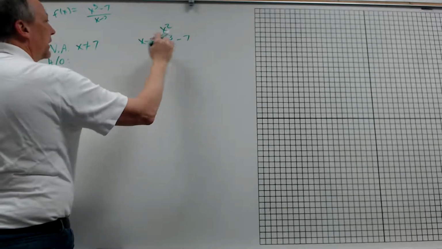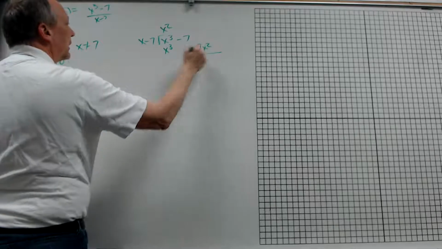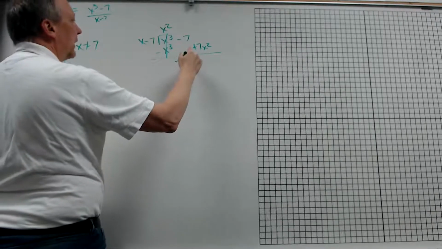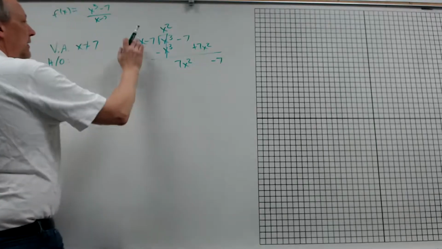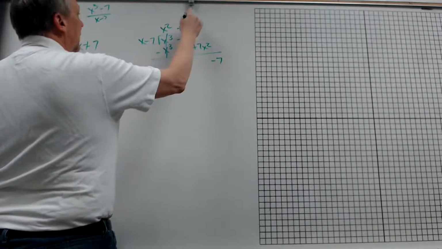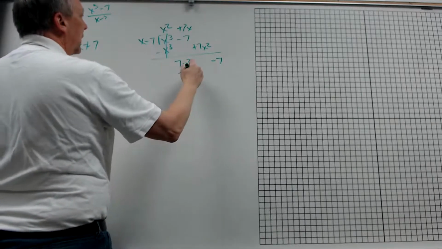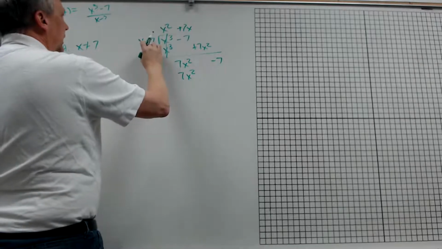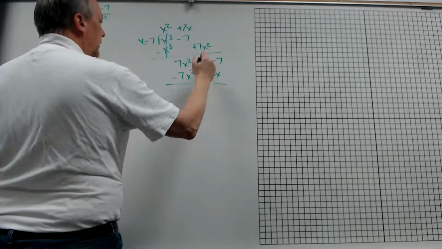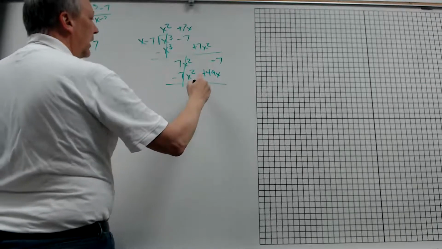X squared times negative 7 is negative 7x squared. Now we're going to subtract. That's going to go away. I'm going to get 7x squared minus 7. Does x go into 7x squared? How many times? 7x times. 7x times x is 7x squared. 7x times negative 7 is negative 49x. Now we'll change our signs. That's going to go away.